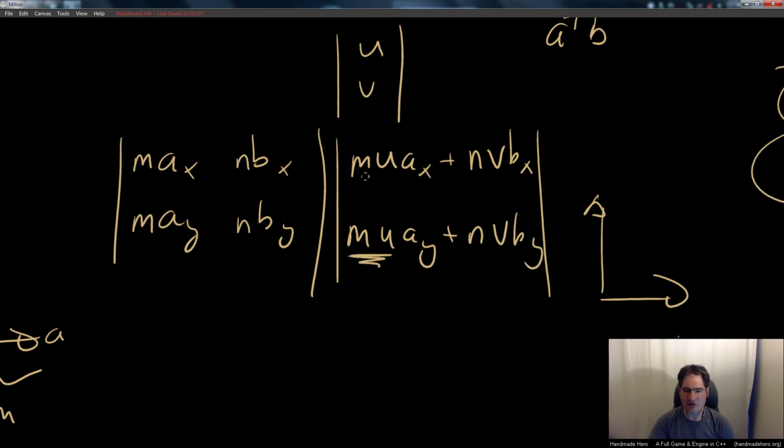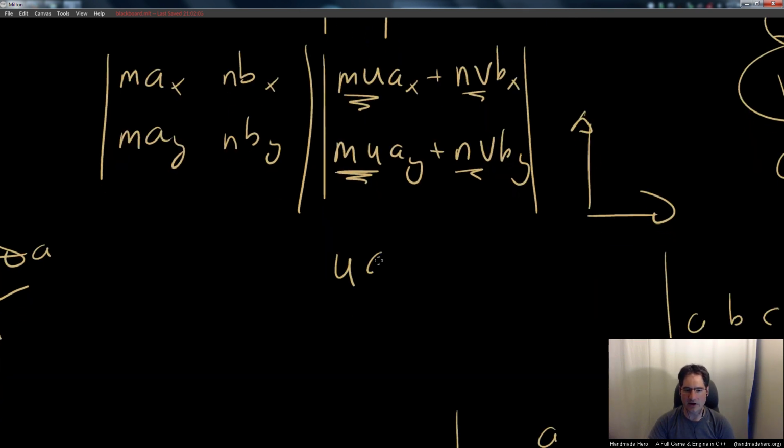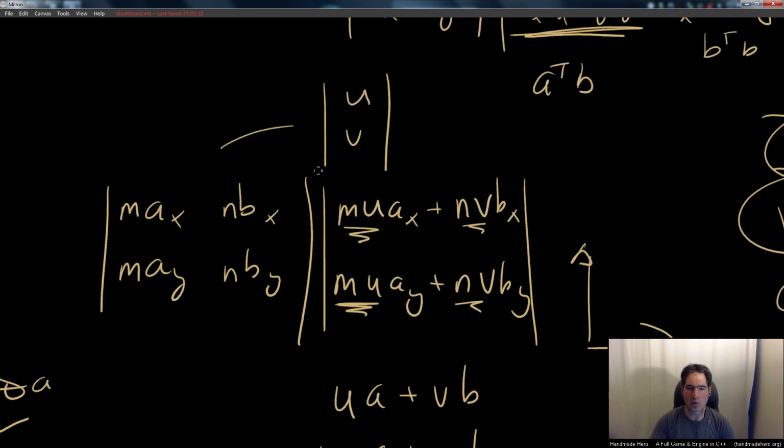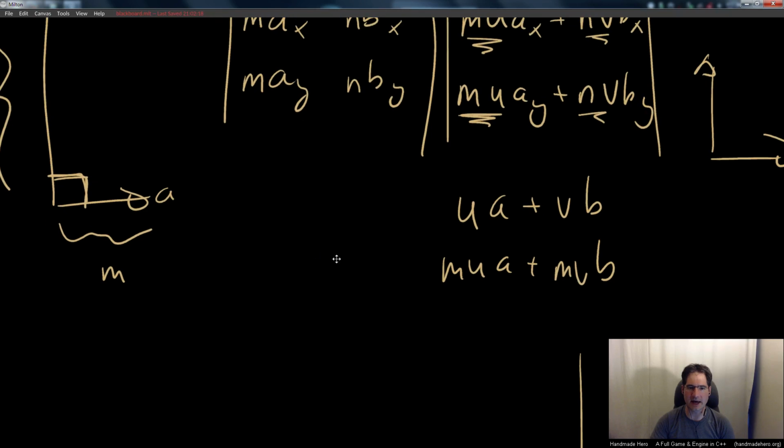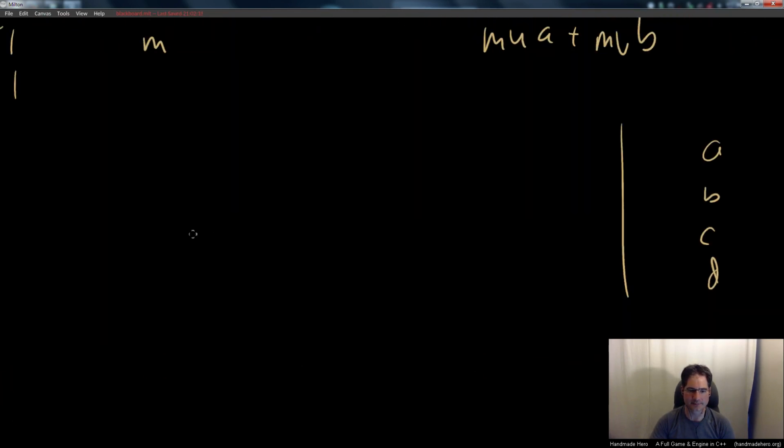All I've done is just increased the distance I moved along my vectors. Instead of going UA plus VB, I am now going MUA plus MVB. That's it, right? So the forward transform works great. Now let's see what happens if I transpose this matrix. Does it work for me again, right? Does it just magically work?